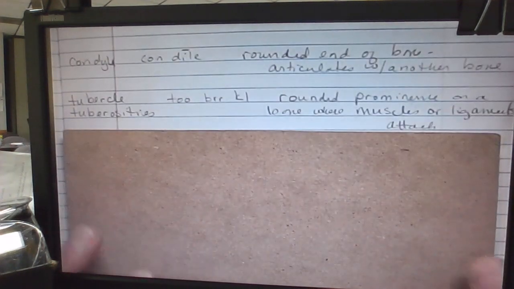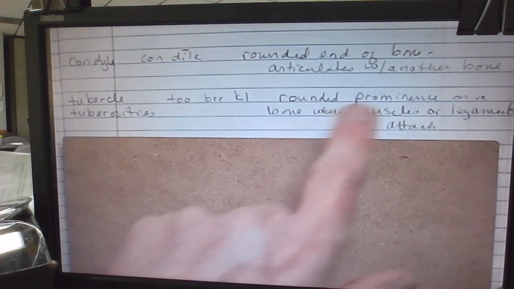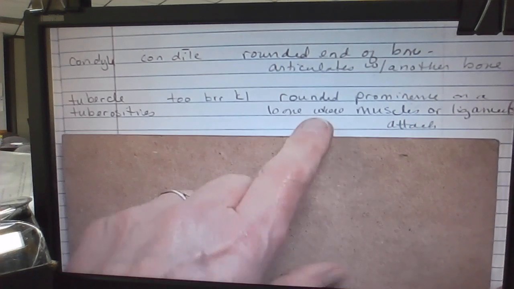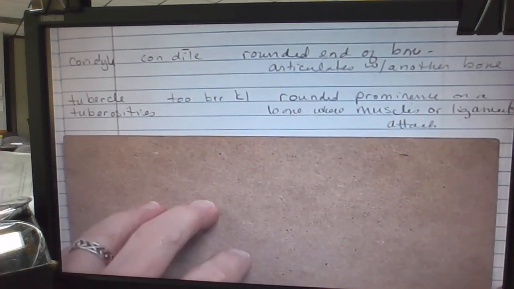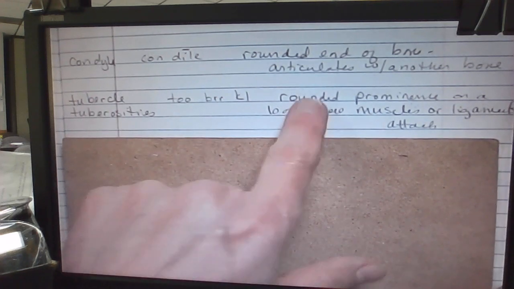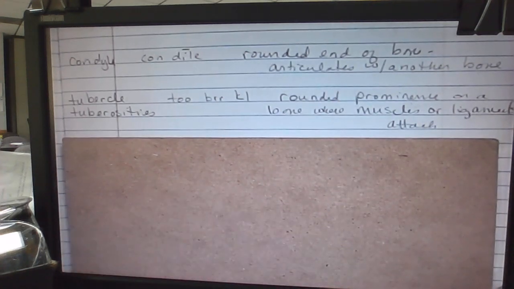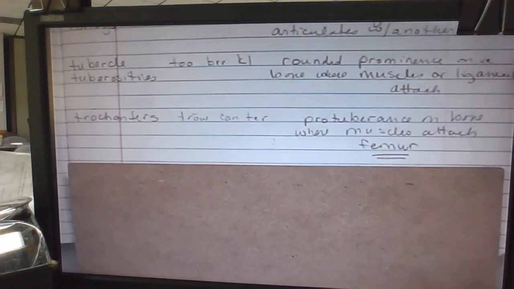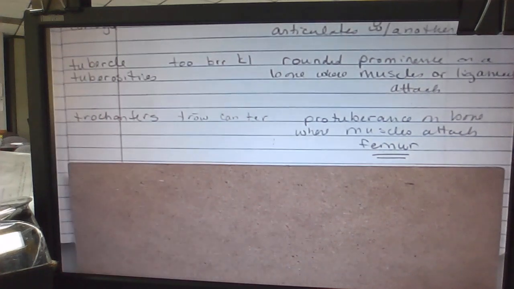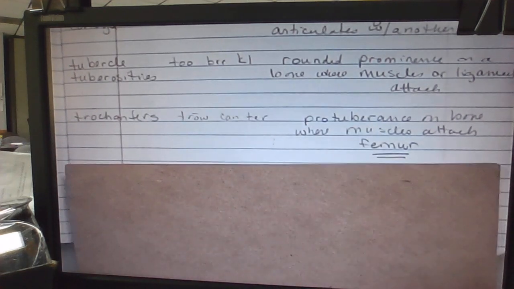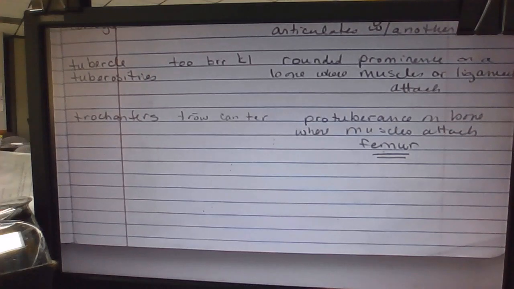The tubercle or tuberosities, these are rounded prominences on a bone, so they kind of stick out on the bone. They're not the end of the bone, they're kind of sticking out. And this is where muscles or ligaments attach. Trochanters. This is a specific type of tubercle that's on a femur. So basically it's the same thing, but on a femur they're called the trochanter. So this is a protuberance on a bone where muscles attach to the femur.